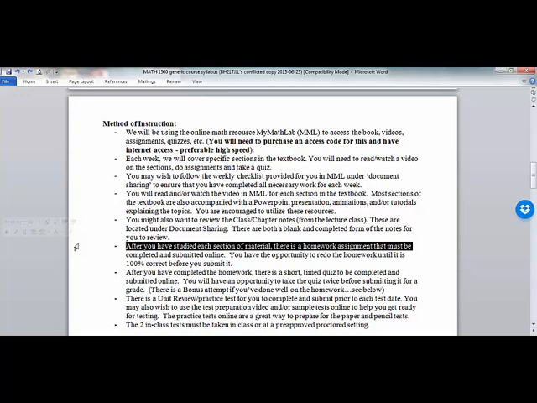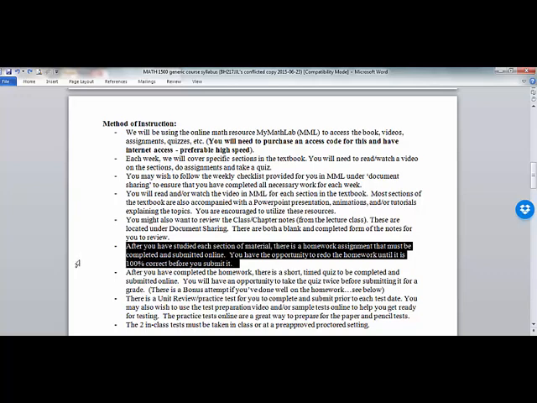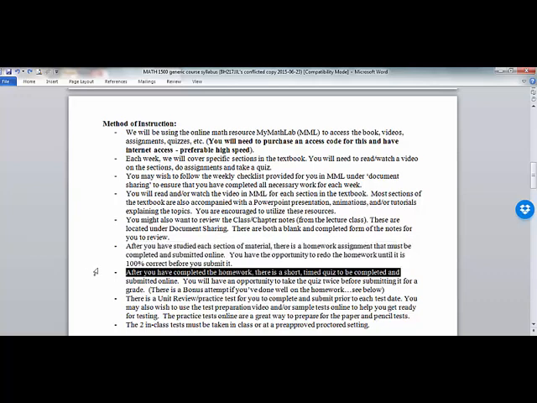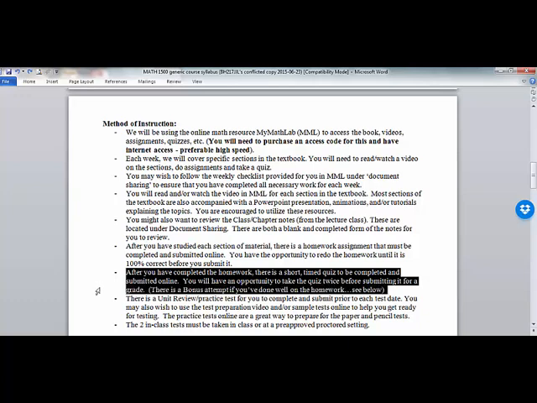After you have studied each section of the material, there is a homework assignment that must be completed and submitted online. You have the opportunity to redo the homework until it is 100% correct before you submit it. After you have completed the homework, there is a short, timed quiz to be completed and submitted online. You will have the opportunity to take the quiz twice before submitting it for a grade, and there is a bonus attempt if you've done well in the homework, and that is also explained below.